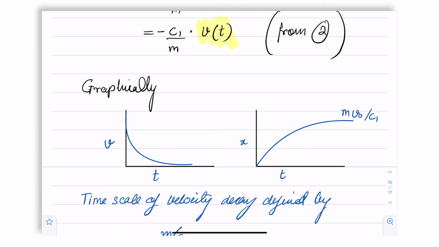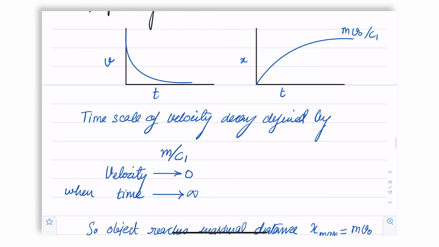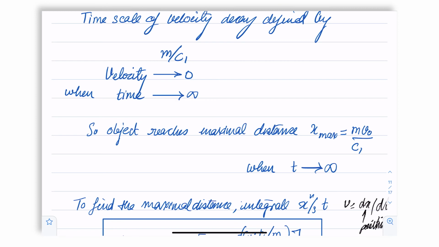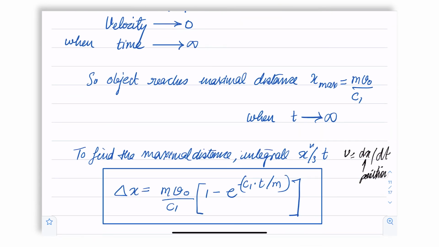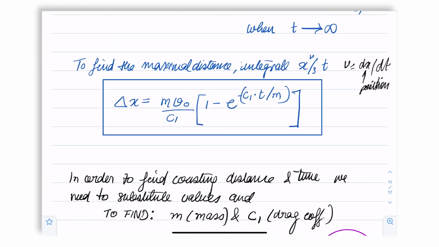So graphically, this implies that the time scale of velocity decay is set by m by c1. Velocity goes to 0 when time goes to infinity, and displacement when time goes to infinity goes to m v naught upon c1, which we call x max, the maximal displacement. To find the maximal distance traveled, we only need to integrate x versus t, and we have this slightly more clunky looking expression, in terms of the displacement after stoppage of active motion, for example, beating of flagella.